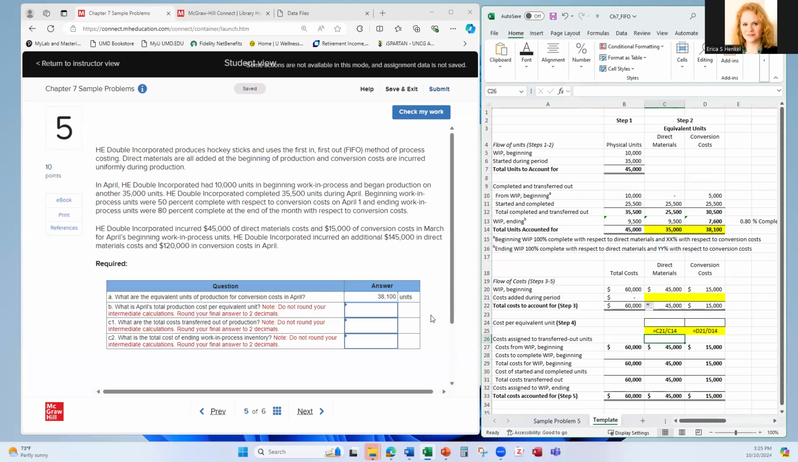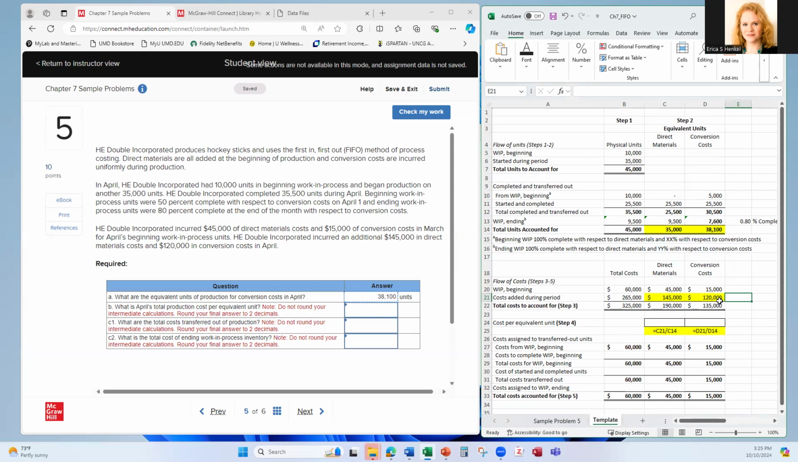Now, for costs added during the period, we incurred an additional 145,000 in direct materials and 120,000 in conversion costs. Okay, so that gets us to 190,000 for direct materials total between the WIP beginning balance and the costs added during the period.